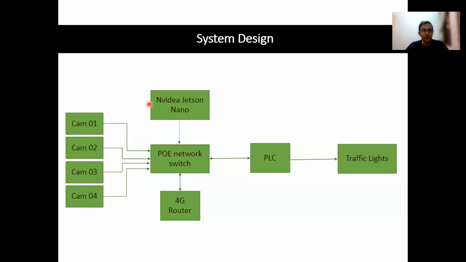All in all, the timing is adjusted over here, and the new timing is sent to the PLC, the programmable logic controller, which will actually display the lights accordingly. At the same time, the data is sent through a 4G router to a cloud base. In the cloud, all this information is recorded for later analysis. So this is the architecture of an adaptive traffic control system.